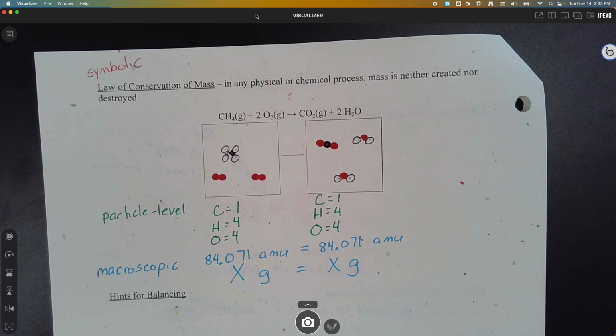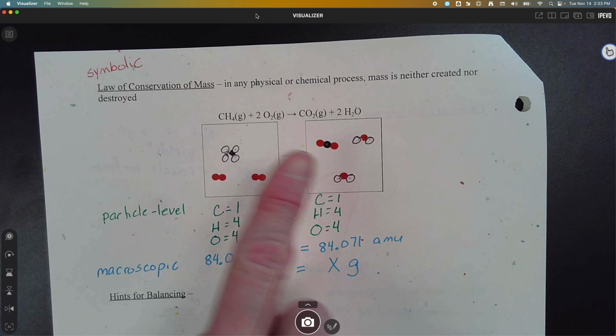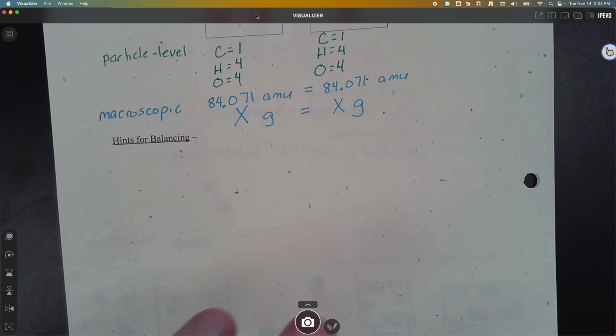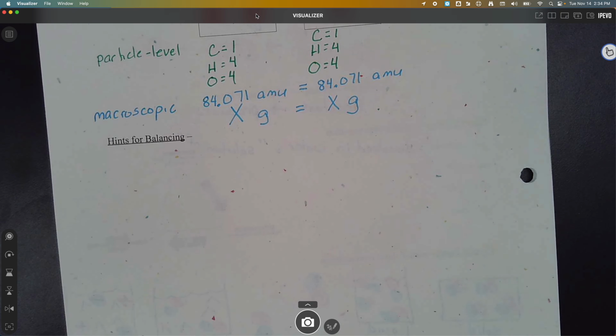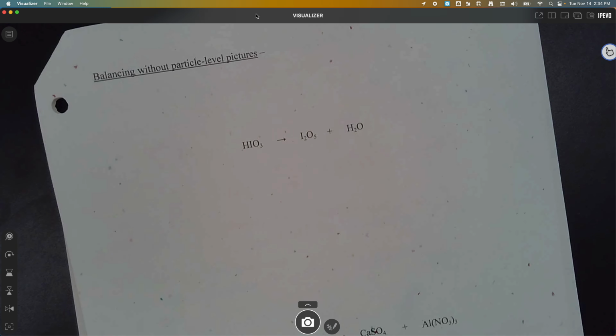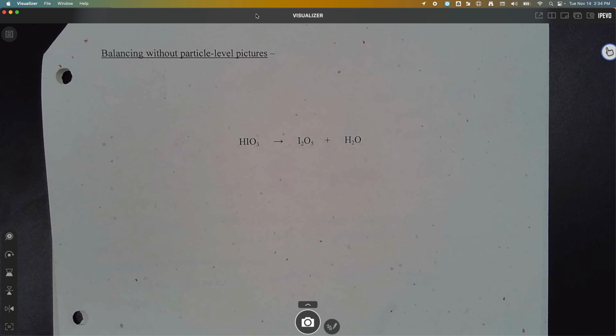And so now all we need to do is figure out how are we going to do this without having to draw all these pictures. For now, we're going to leave the hints for balancing blank, because until we have some experience, the hints aren't really going to be all that meaningful to you. So we're going to leave that blank and come back to it. And we're going to flip to the other side here. And we're going to work on a strategy for how to balance these things without having to use particle level pictures. So how can we do this without all the little circles?